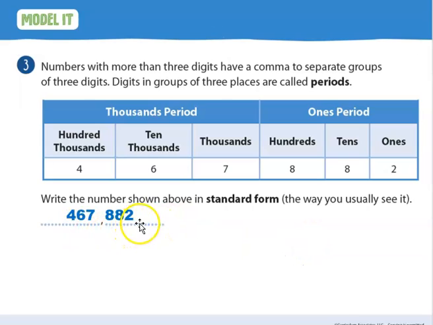Here is where we write the numbers shown above in standard form. Now, standard form is the way we usually see numbers. We're going to learn about word form and expanded form. Let's look next.